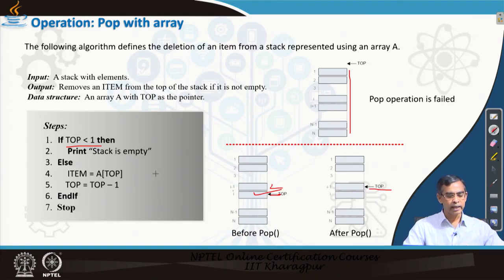So, this is the code here. First, if top is permissible, so that the stack is not empty, then we can read the element and then top can be decremented by 1 so that it can point to the next item in the stack. So, this is a pretty simple pop operation for a stack using an array.